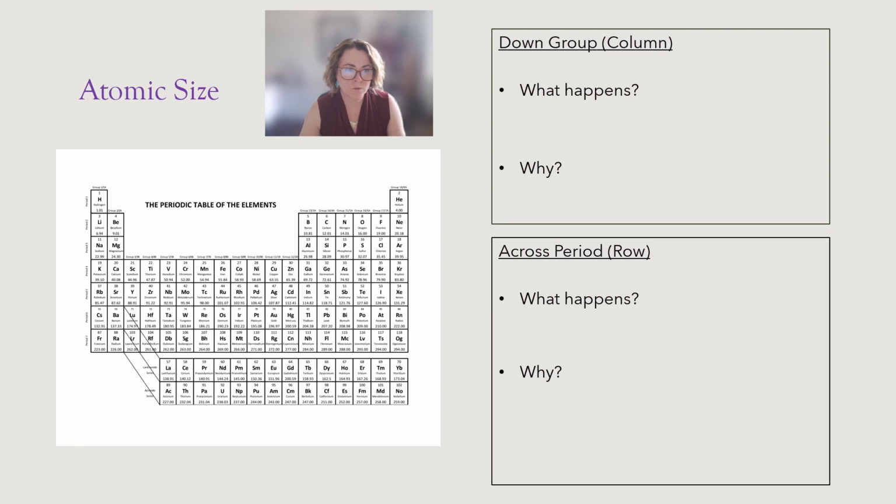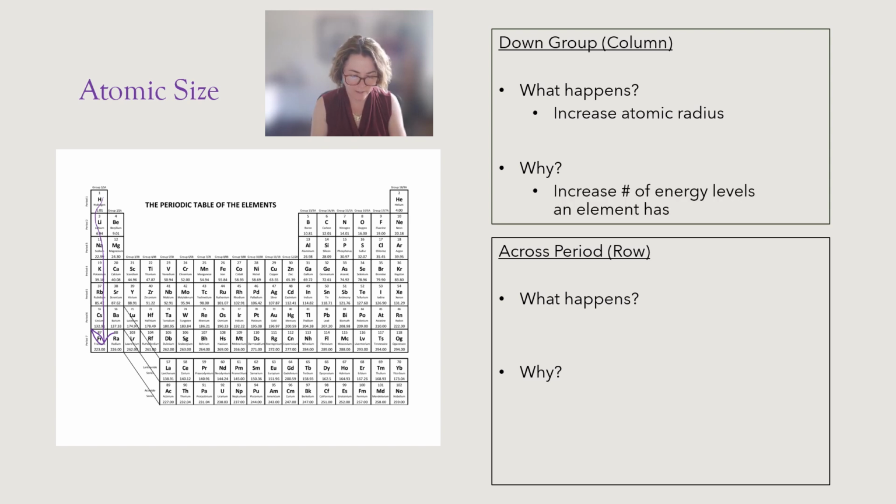All right, so the first trend we're going to talk about is atomic size, and I want you to think about the size of a ball, like a tennis ball versus a beach ball. All right, so the first way we're going to look at this is going down a group or down a column. I want to talk about what happens to the size. Well, the atomic radius is going to increase. So as you move down a column, that atom is going to get larger and larger and larger.